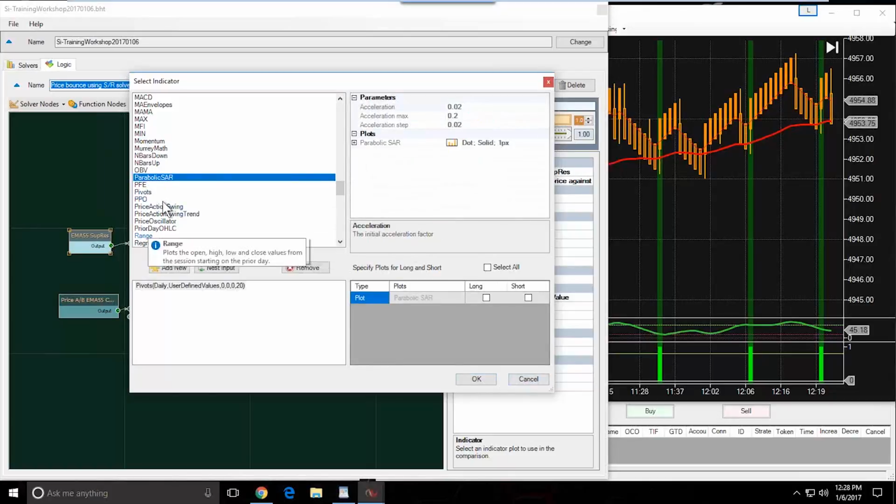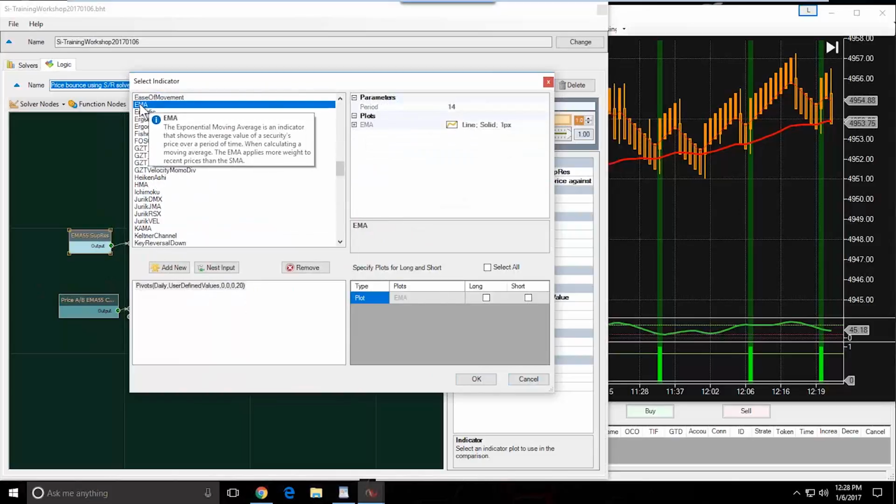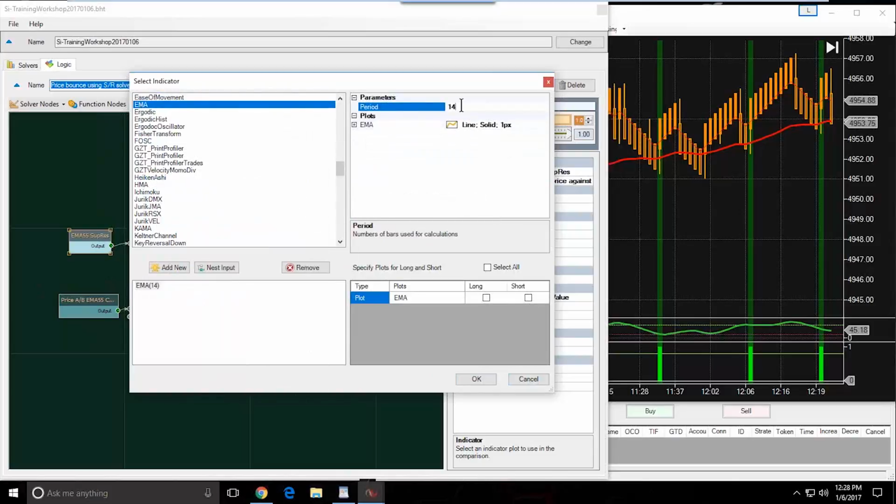Whereas if I was using the comparison solver instead of the support resistance solver, the comparison solver, I should say, all the other solvers only allow you to select one plot at a time. So just a sec here while I restore this.